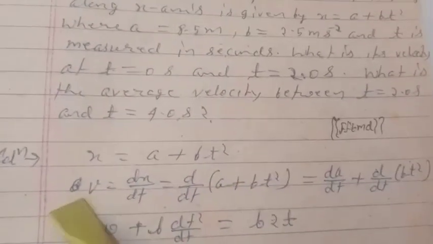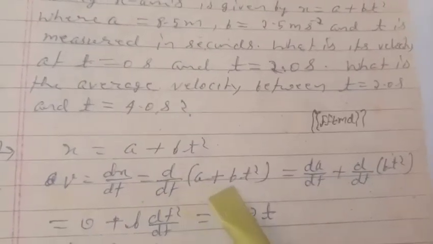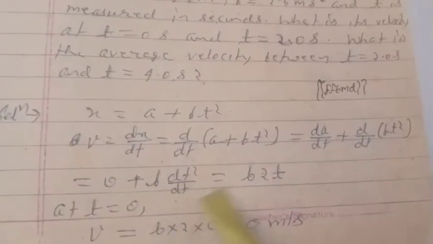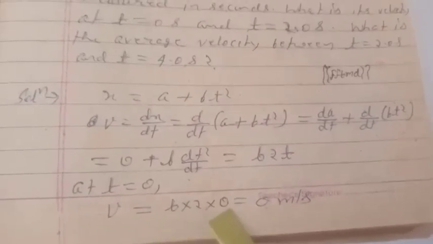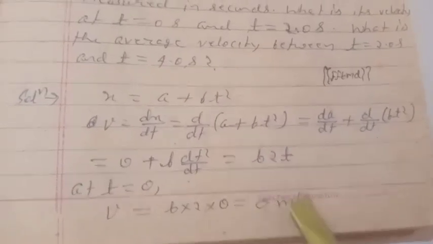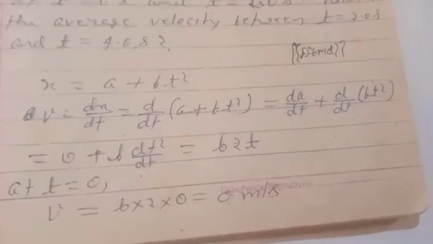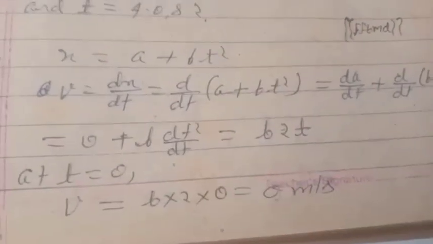Instantaneous velocity v equals dx by dt, that is d by dt of a plus bt square, which is d by dt of a plus d by dt of bt square. This will be 0 plus b into 2t. Now at t equals 0, the instantaneous velocity v equals b into 2 into 0, which is 0 meter per second. So at t equals 0, the velocity is 0 meter per second.